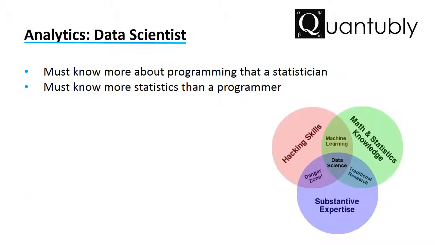So if you do want to be a data scientist, one of the jokes that go around the industry is that you must know more about programming than a statistician, but you must know more about statistics than a programmer. And there's a little diagram, I think it's created by a chap called Drew, saying that if you've got a good knowledge of hacking skills and maths and stats and substantive expertise, you make a good data scientist.